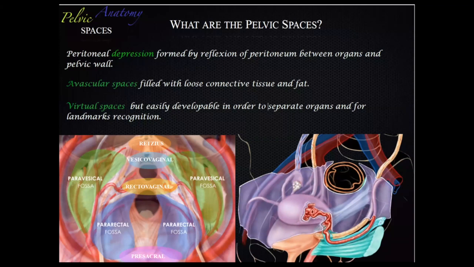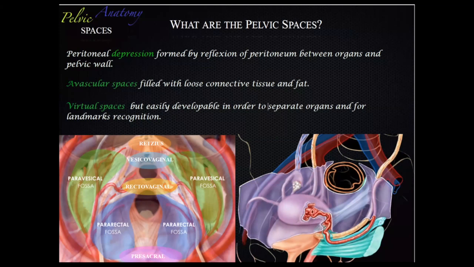What are these spaces? These spaces are actually peritoneal depressions formed by reflection of peritoneum between the organs and the pelvic wall. They are avascular spaces. They are filled with loose connective tissues and fats. So it's nice to work in these areas because you can push and get a nice space there. And that is the place where all your structures will be, your vessels, your nerves. Now, these are virtual spaces but easily developable in order to separate the organs for landmark recognition.